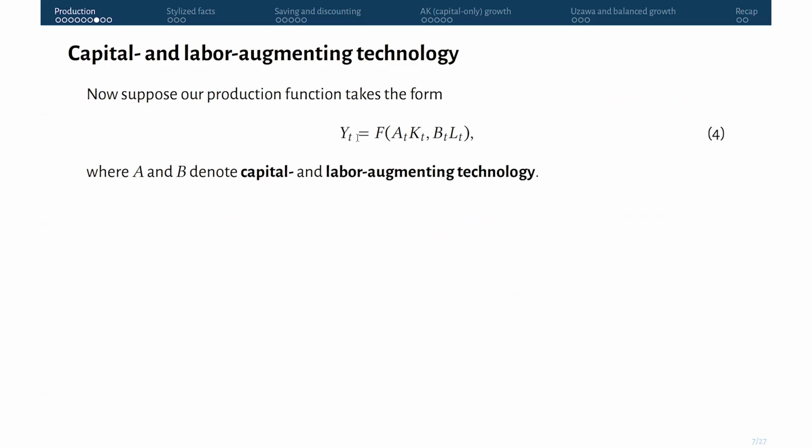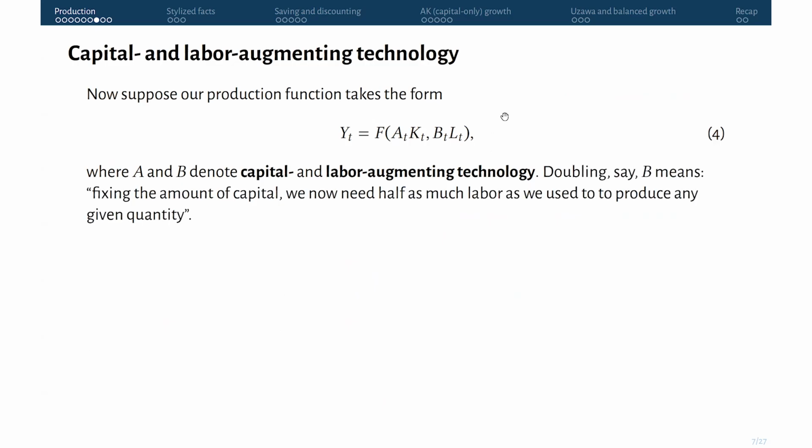Now, suppose that our production function looks like it looked before, but we introduce these factor augmenting technology terms, A and B. So production is now a function of what we can call effective capital and effective labor, rather than just capital and labor. What it means to double, say, B, labor augmenting technology, is that if we fix the amount of capital, we now need half as much labor as we needed before to produce any given quantity of output.